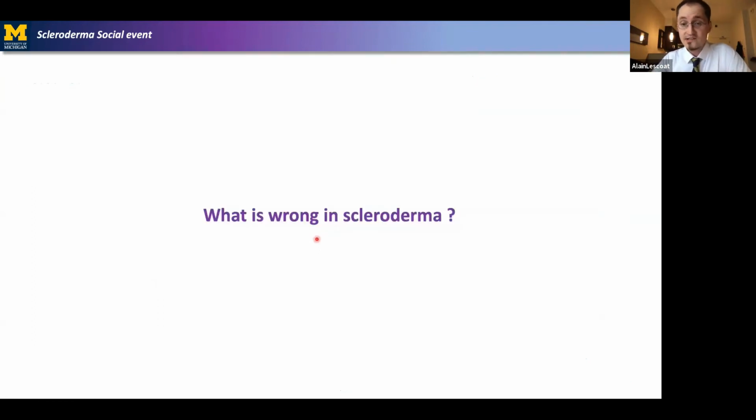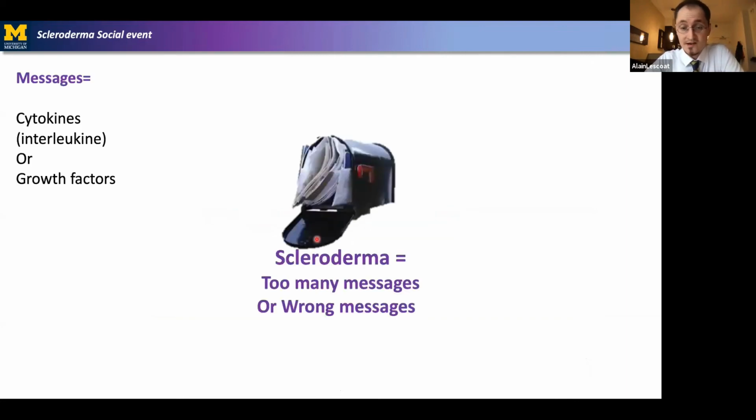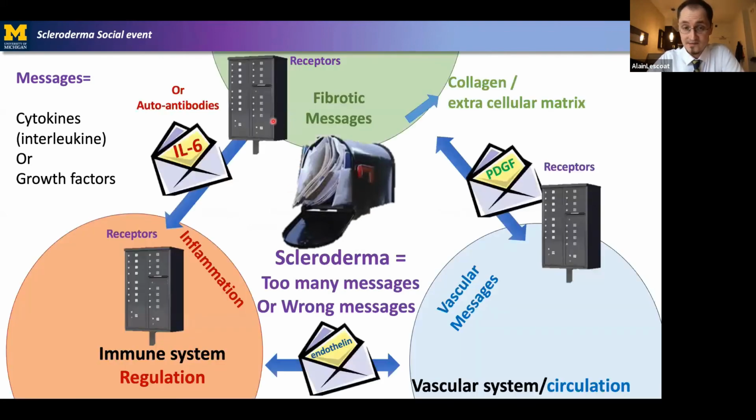So what's wrong in scleroderma and what's happening in a scleroderma patient? Technically, during scleroderma, there are too many messages or they are wrong messages. So this is the base of what we call the pathogenesis of the disease, meaning the mechanism of the disease: that there are too many messages. So there could be too many messages of fibrosis, for example, PDGF, which is one of these messages, or there could be too many messages of inflammation, for example, IL-6, but also autoantibodies that are messages from the immune system. And there could also be too many vascular messages.